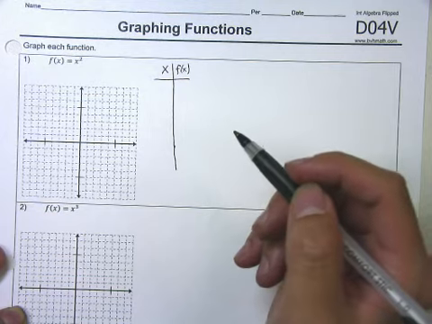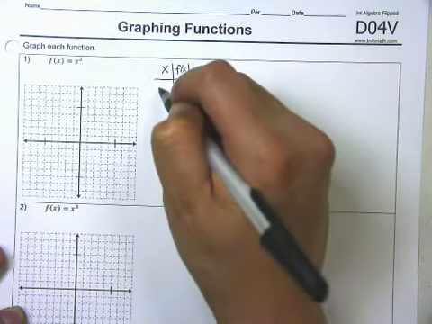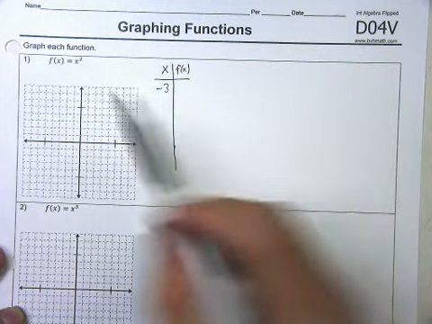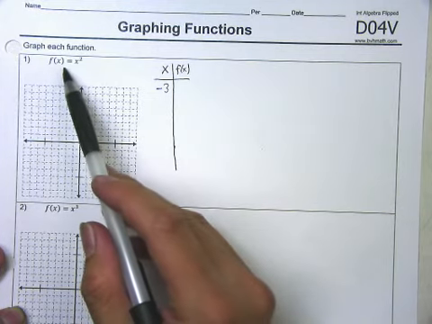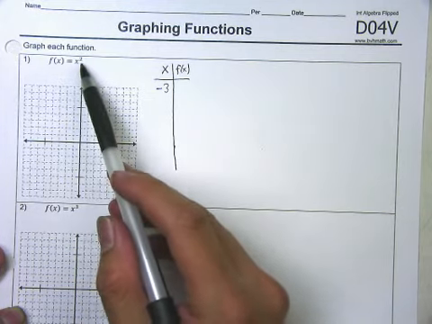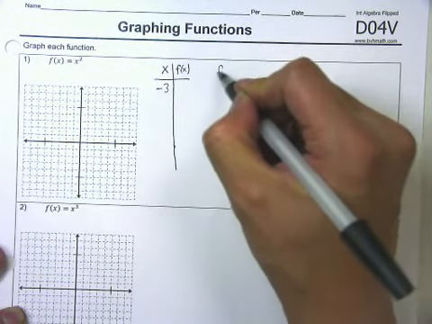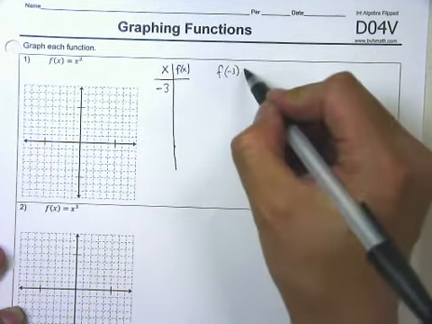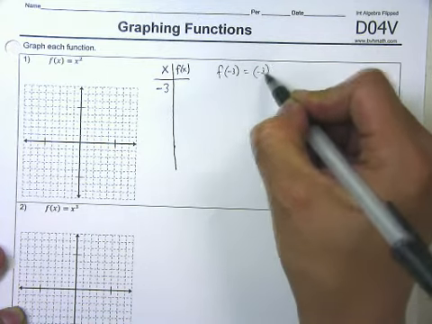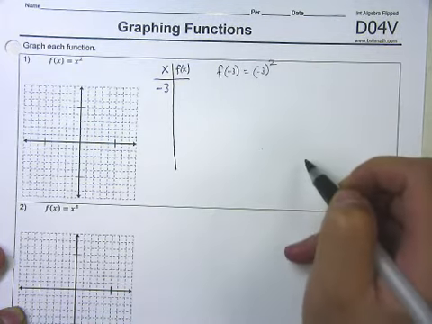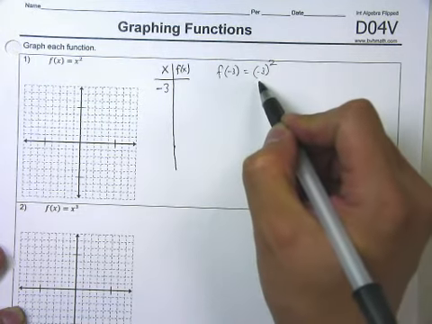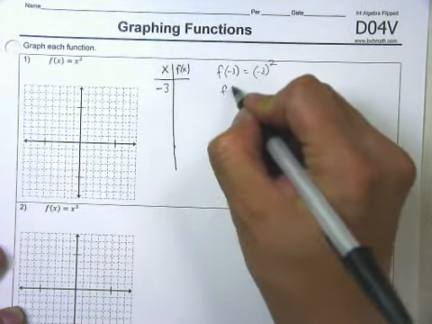Let's see what happens when the input value is -3. To figure out the output, let's go back to our definition. The output is going to be the input squared. So the output when I input -3 is going to be the quantity -3 squared. And what would that be? If I input -3, well, -3 squared would be +9.